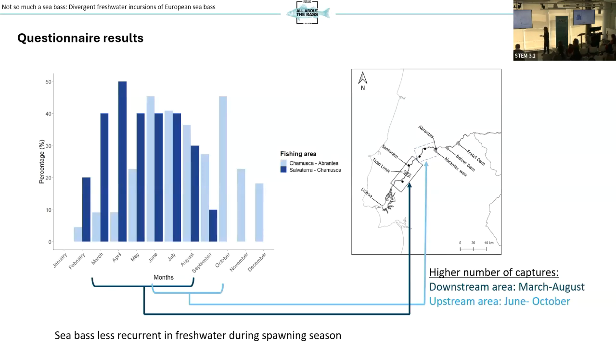In terms of when we catch these fish, in the more downstream areas around the tidal limit, most catches are in March to August, whereas in the upper limit, it's June to October, so later in the year.